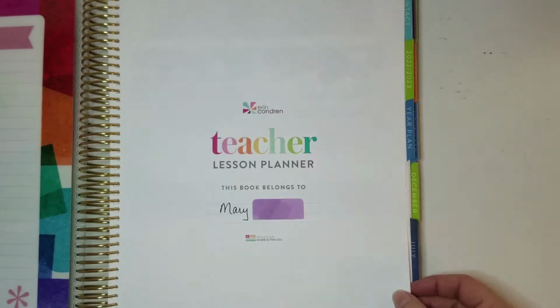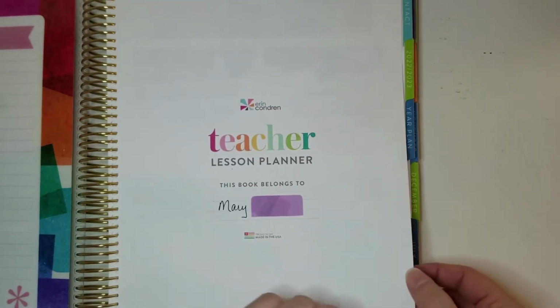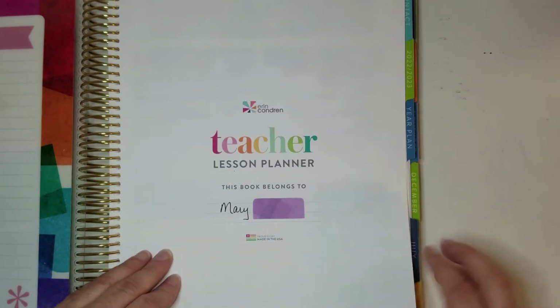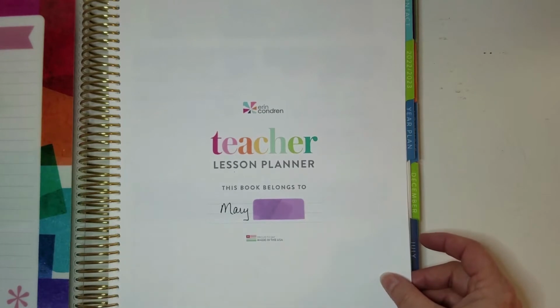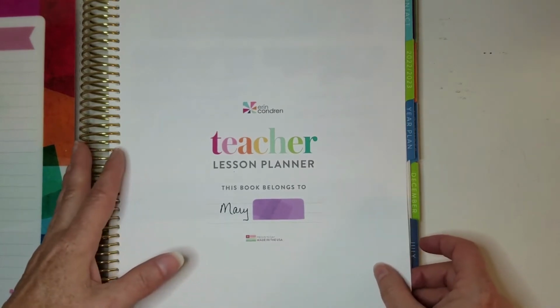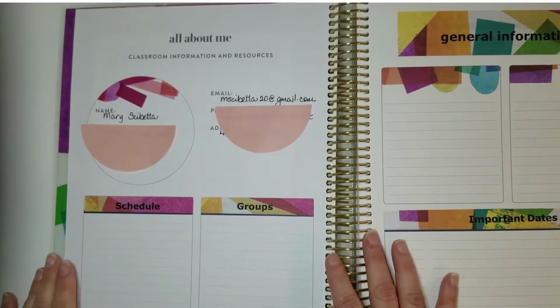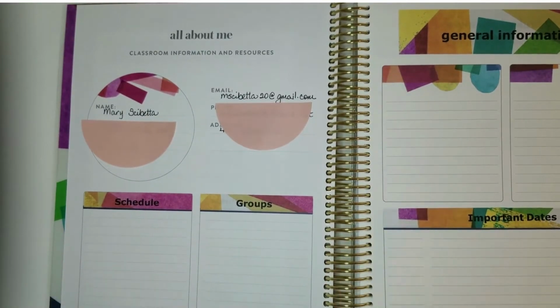So first thing, I did put my name in it. I do not put anything else. We are a small school district. I don't take this to and from school, so it stays on my desk. I don't anticipate anybody ever taking my teacher planner, so I don't put a whole lot of my personal information in here. Okay, on the All About Me page, there's a few things that I do change in order to make it work for me.